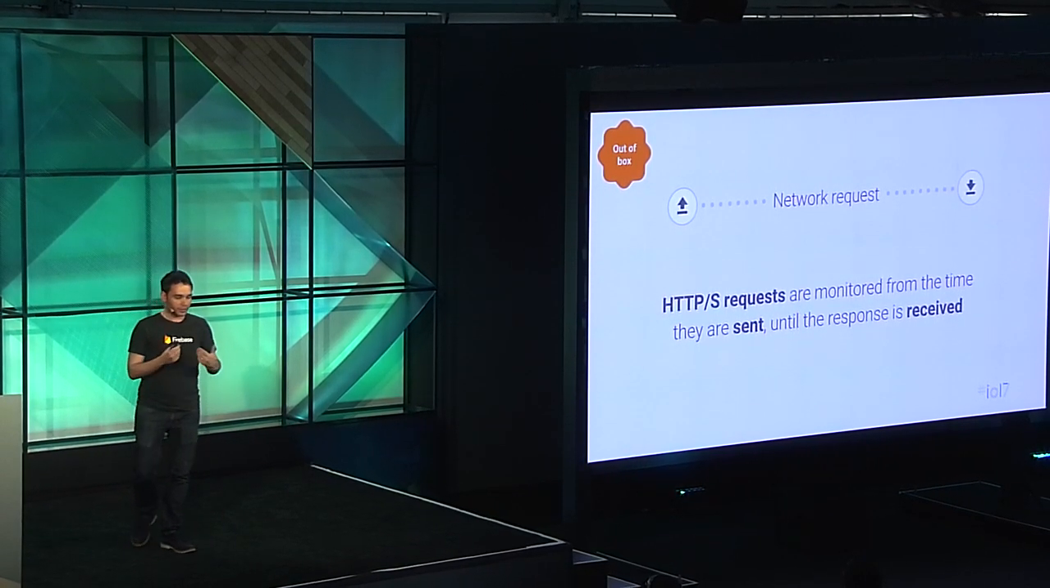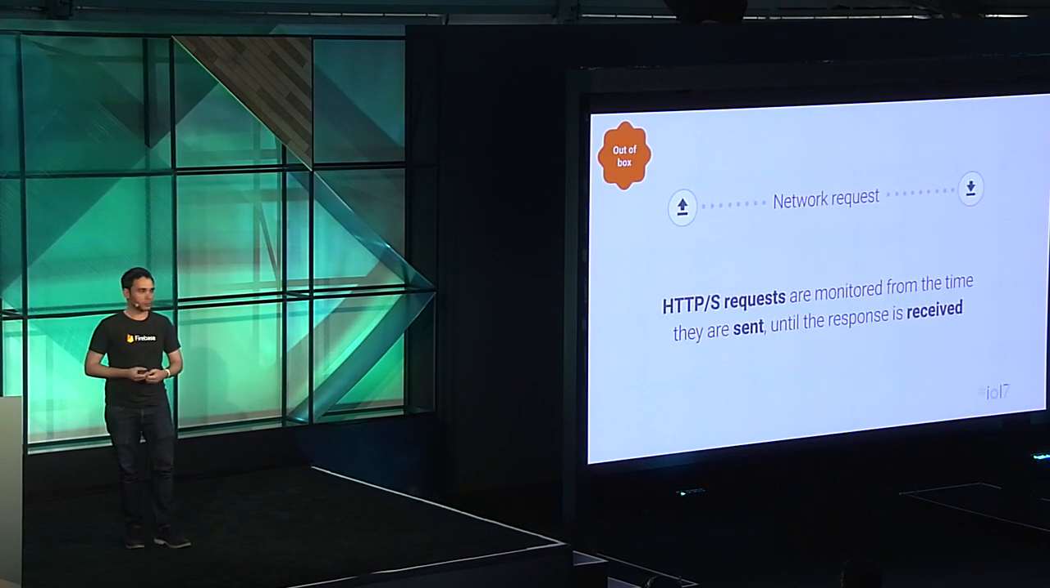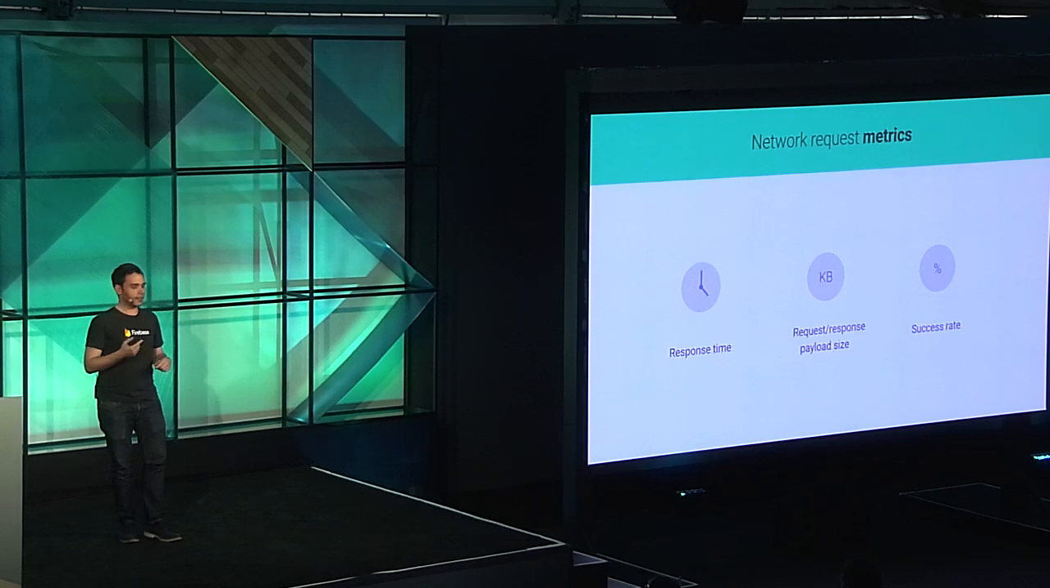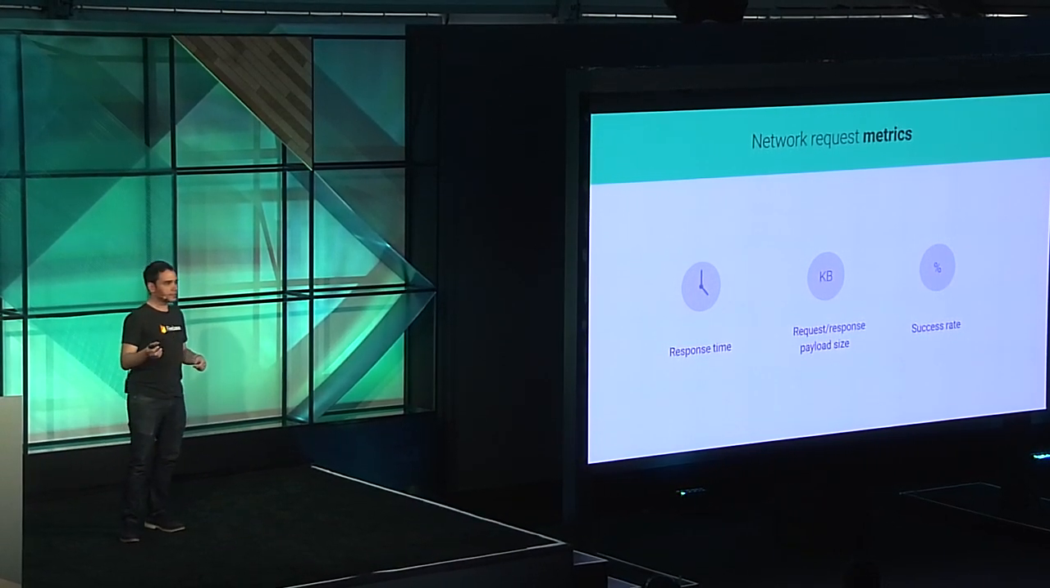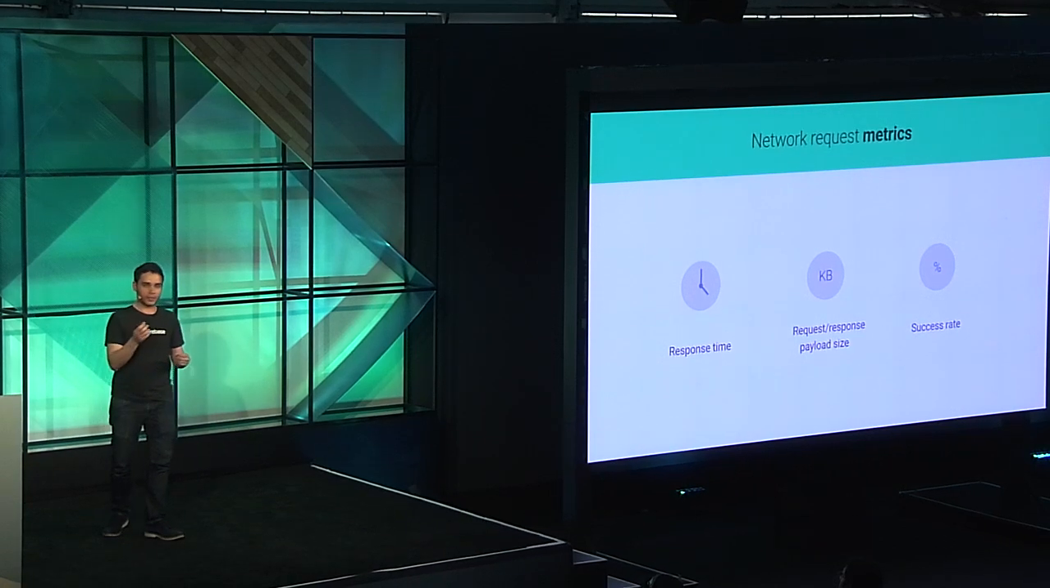All right. So network is even more simple because you don't need to write any code. It all comes out of the box. We'll monitor HTTP and HTTPS requests that your app makes between the time they are sent from the app until the response is fully received. And when we do that, we report a bunch of metrics, including response time, including the request and response payload size, and success rate, where success here means any request that comes back with an HTTP code that is not a 400 or a 500.